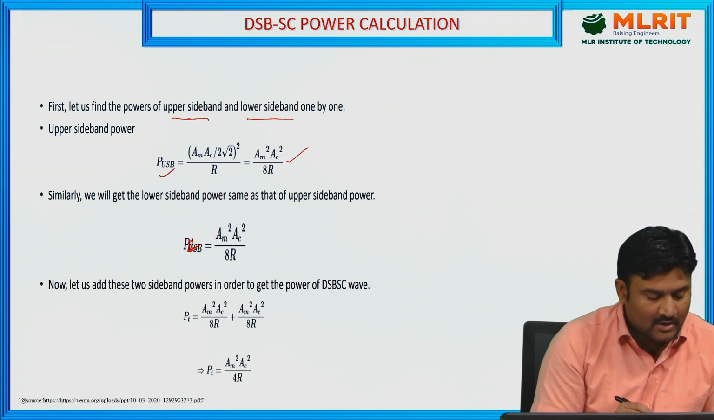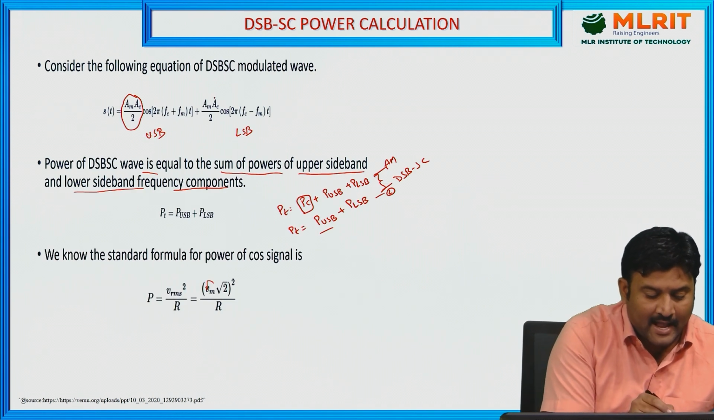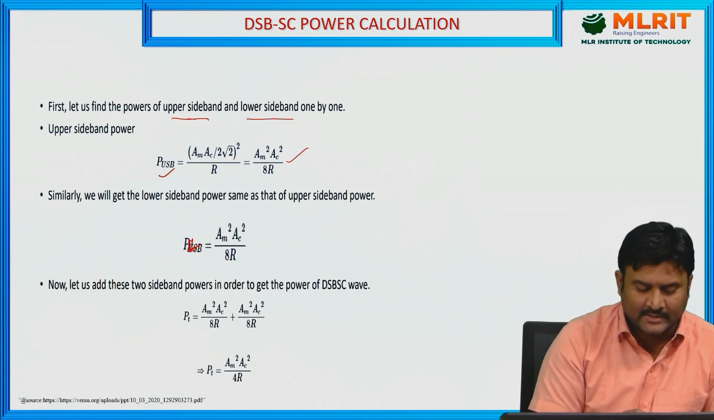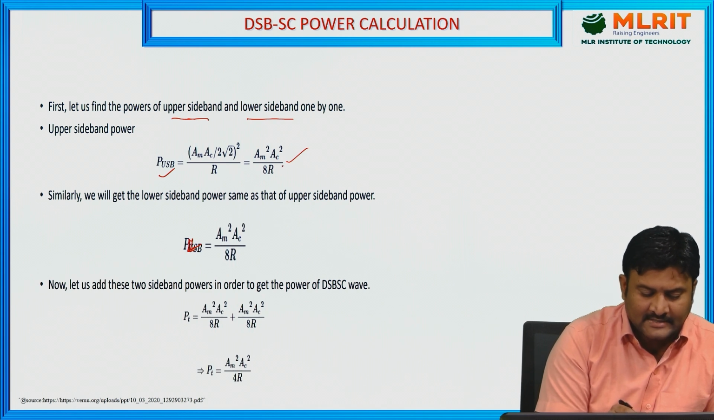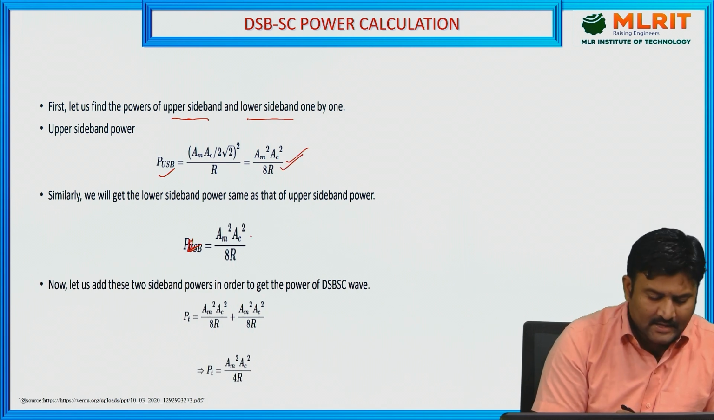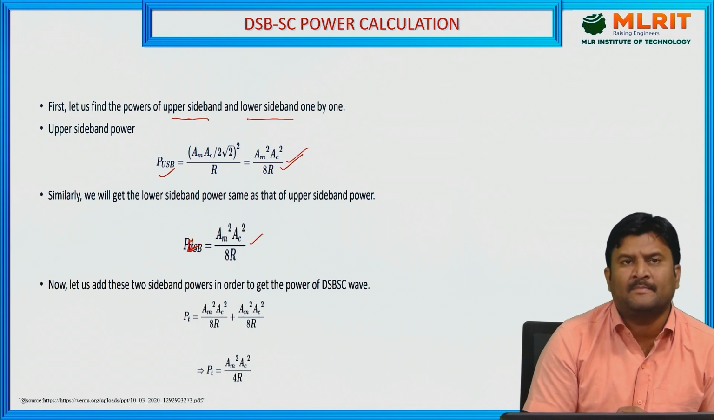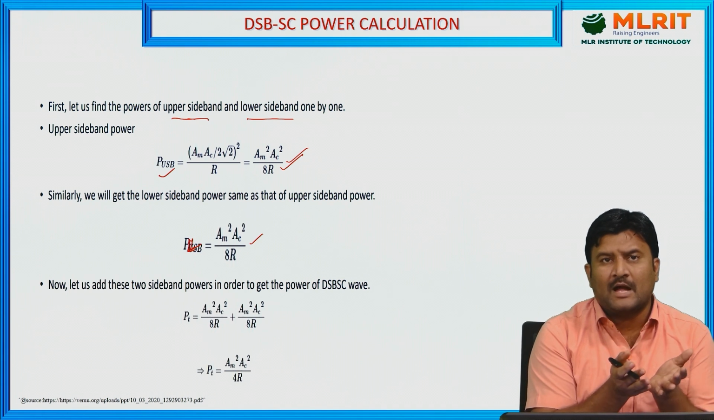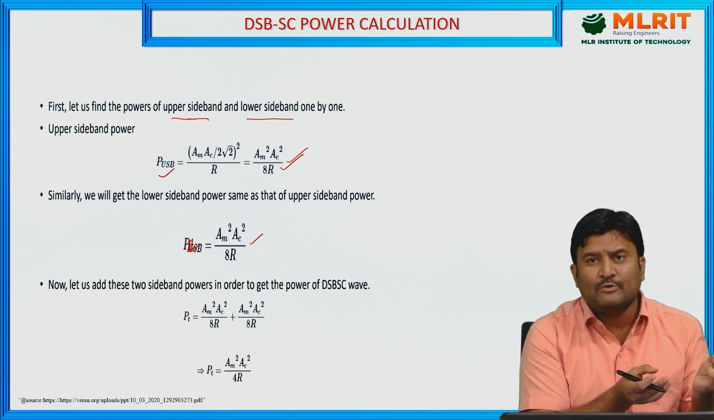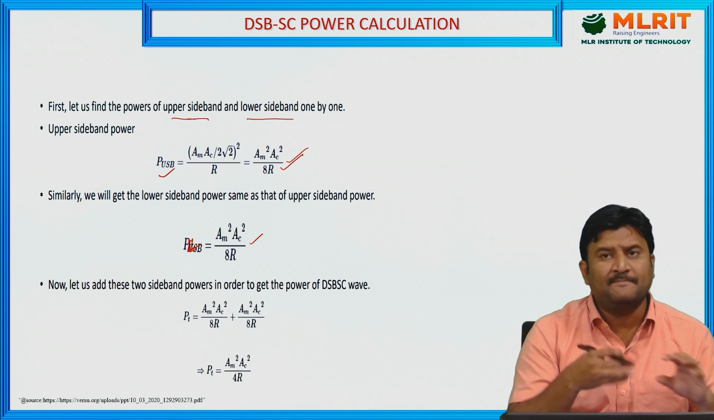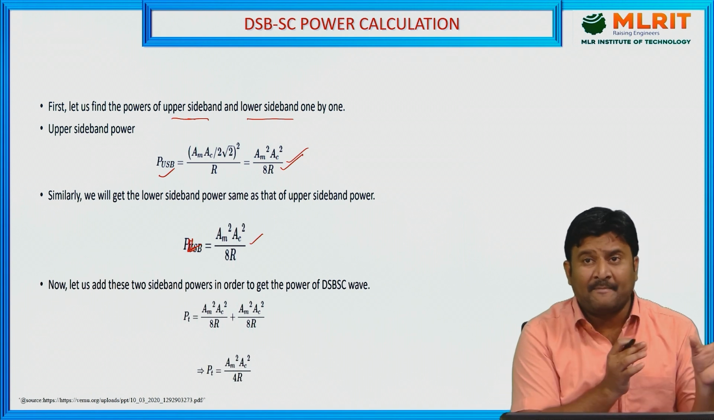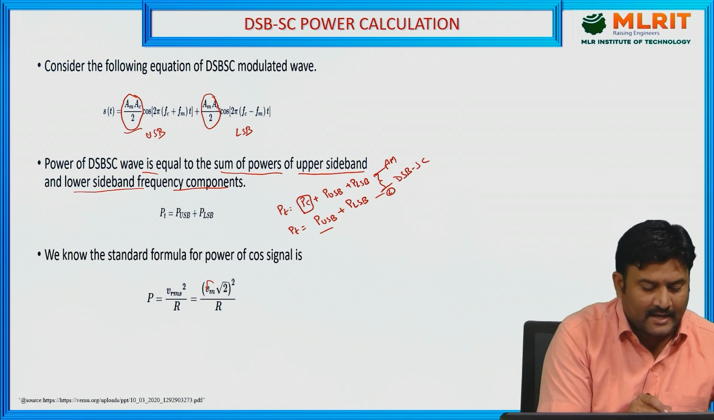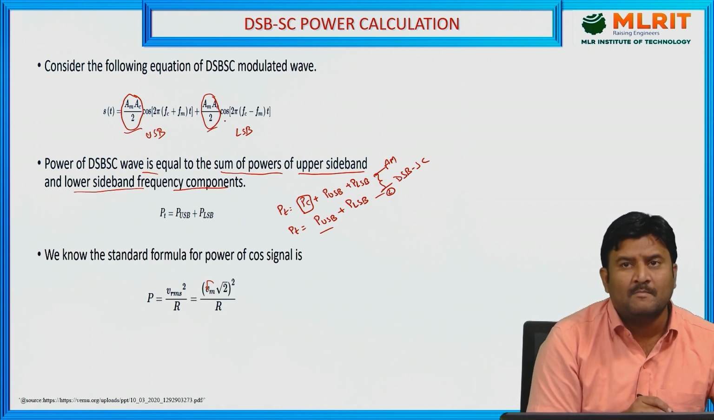Likewise, if you go for the lower sideband, the amplitude is also AM AC by 2 only. That's why the power should be AM square AC square by 8R. The same AM square AC square by 8R is the power of the LSB also. That means the USB power and LSB power are the same because the amplitudes are the same, only the bands differ, FC plus FM and FC minus FM, but the amplitude is the same. The amplitude of the upper sideband is AM AC by 2, and the amplitude of the lower sideband is AM AC by 2, both amplitudes are the same.